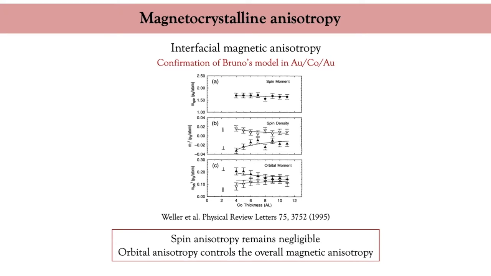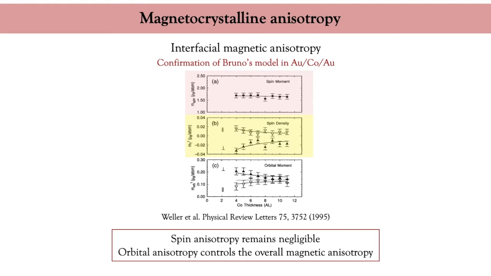What you see is that the spin moment doesn't change much when varying the thickness, which means essentially that the magnetization remains constant. Then you see that the spin anisotropy is also not very important. The spin density is about the same whether you put the magnetization in the plane or perpendicular to the plane.